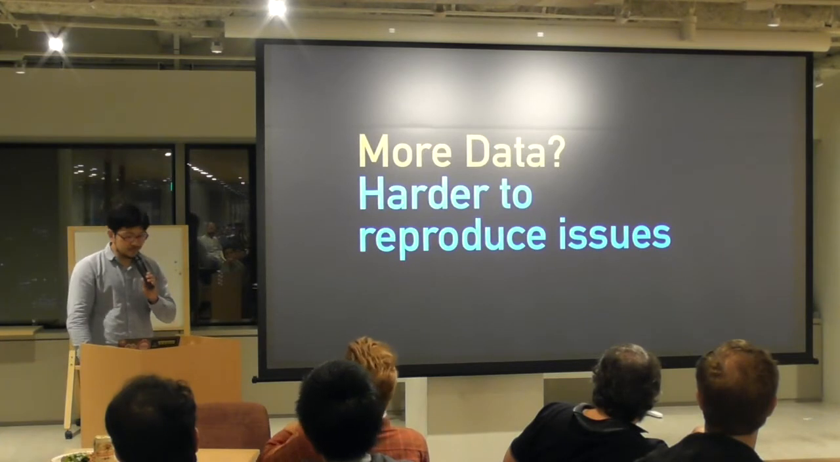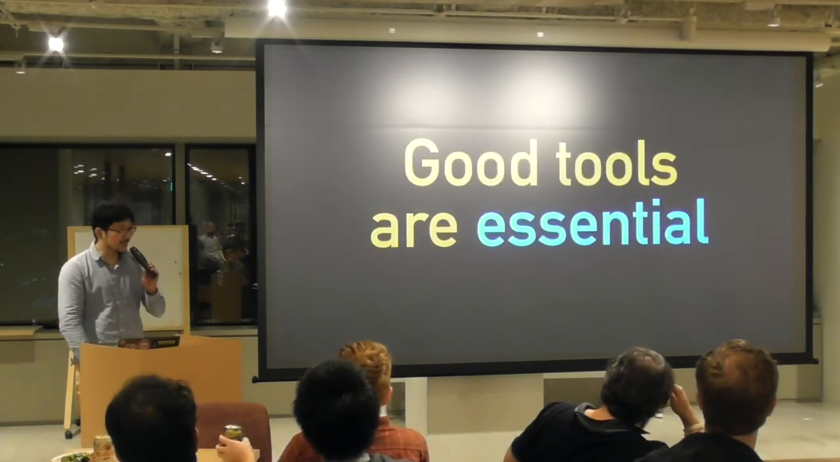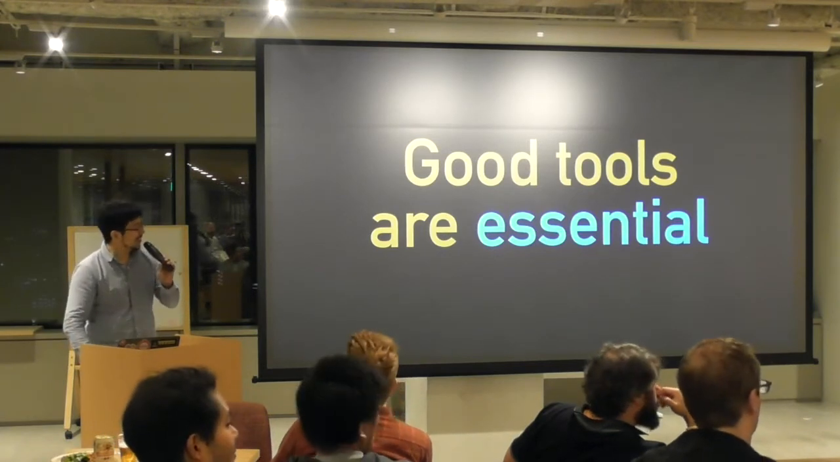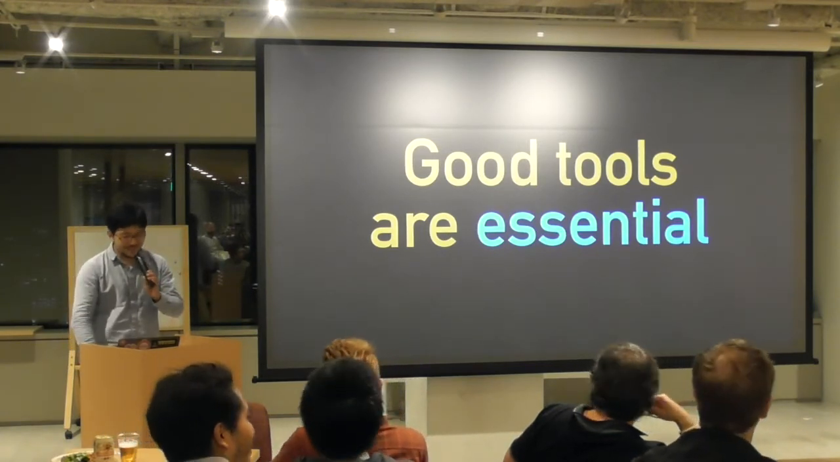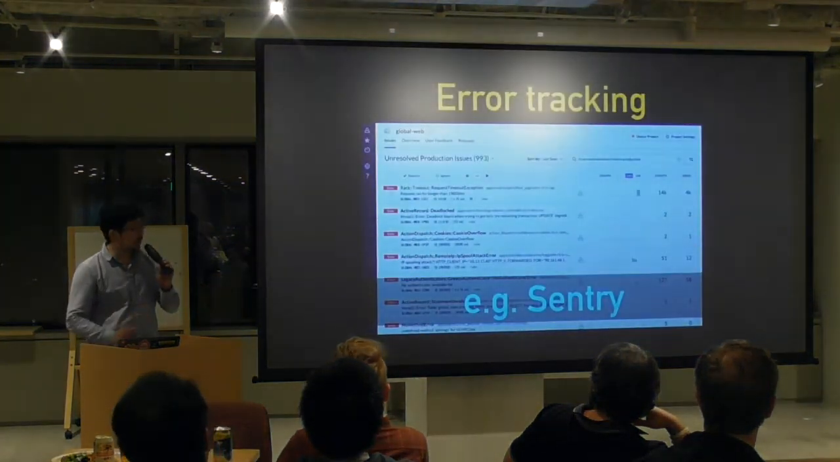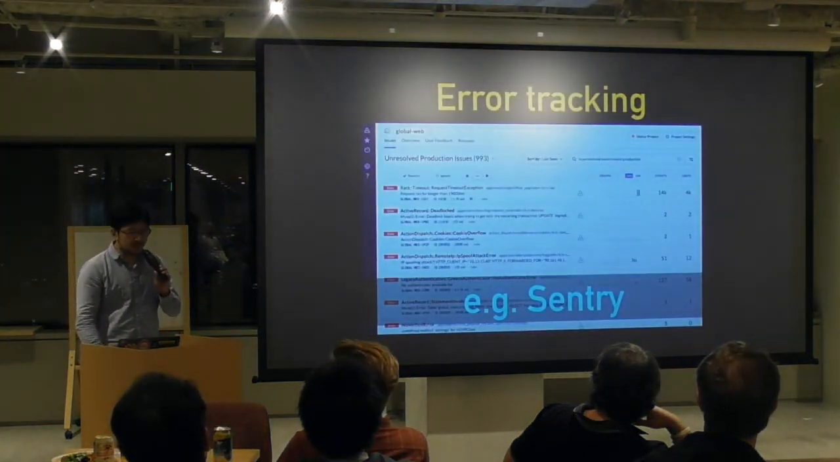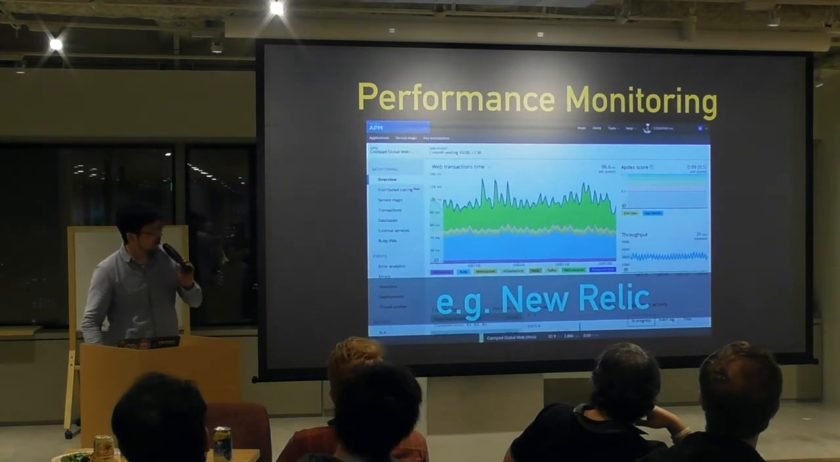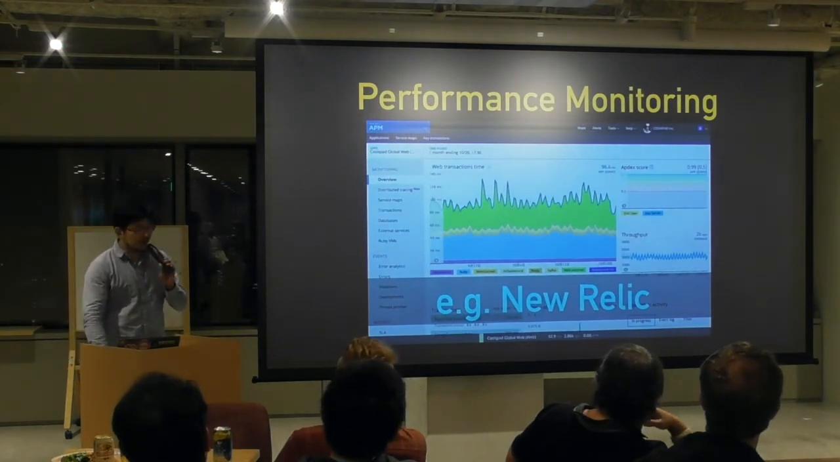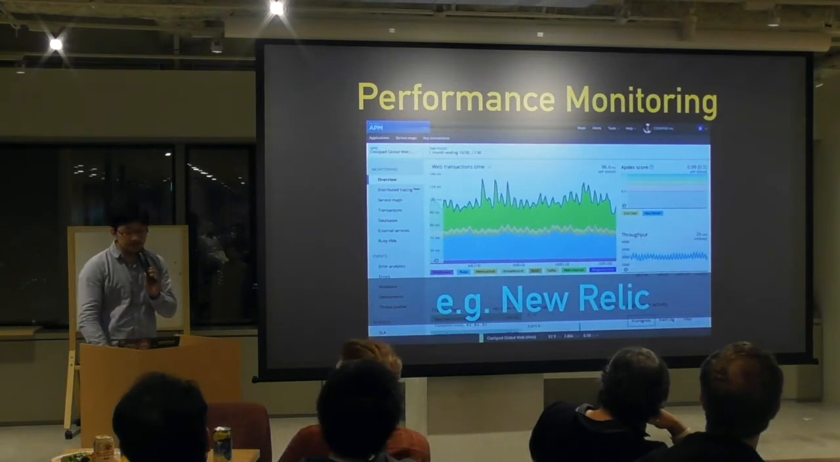So that means good tools are essential. I see we've got some guys with Scout t-shirts. Unfortunately, we don't use Scout, but we use a bunch of tools which are similar. Error tracking wise, it's good to have an error tracking tool. We use Sentry. Performance monitoring tool, we don't use Scout, but we use New Relic. And it's also good to have some visualization for, today I'm talking about database performance.